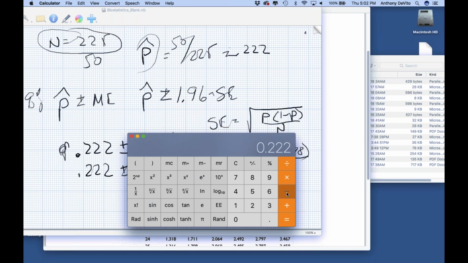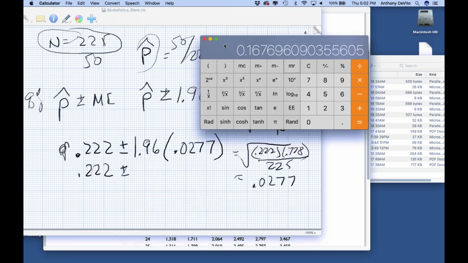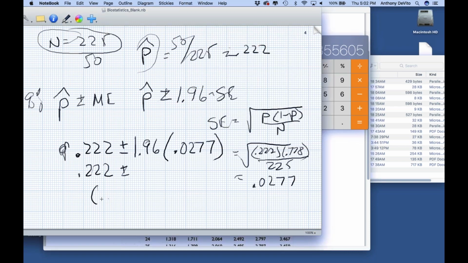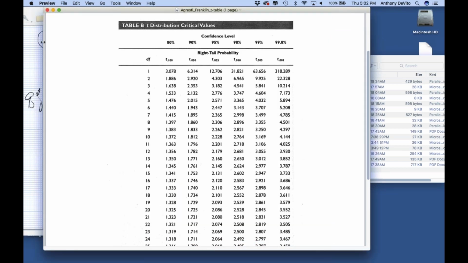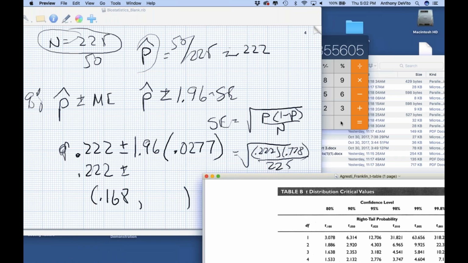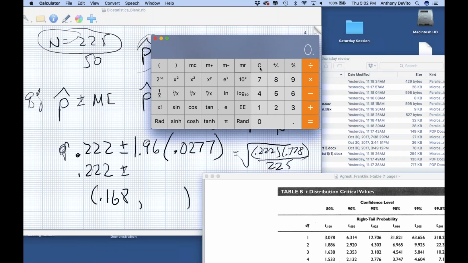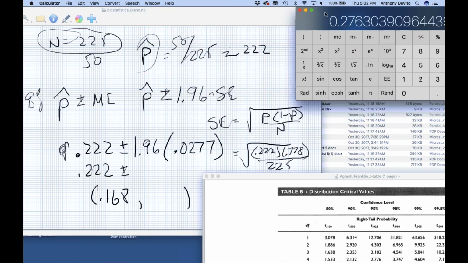0.222, and I'm going to subtract my margin of error, and it's going to be equal to 0.168. That's the lower limit, 0.168, and the upper limit for our confidence interval is going to be 0.222 plus our margin of error. That's going to be equal to 0.276.